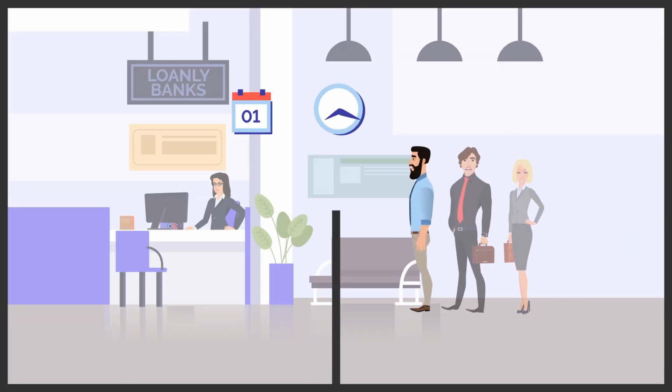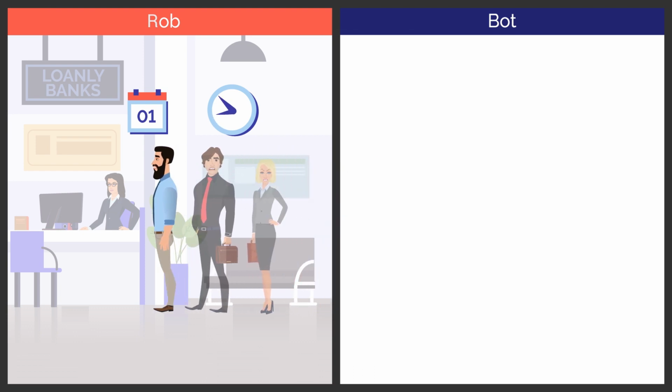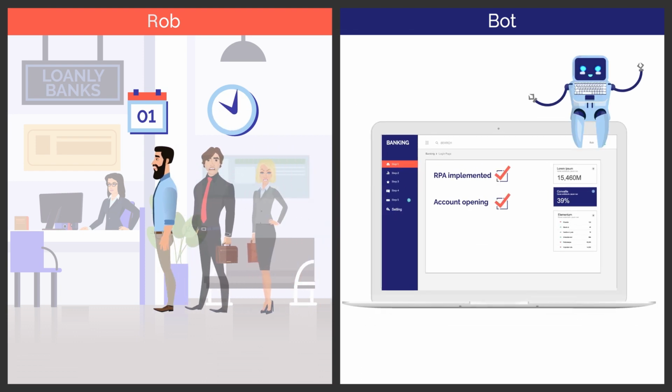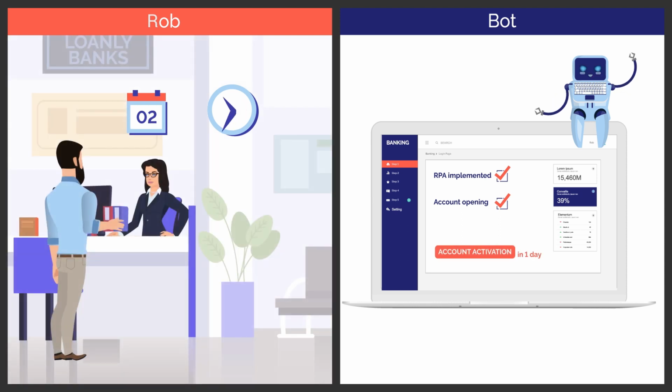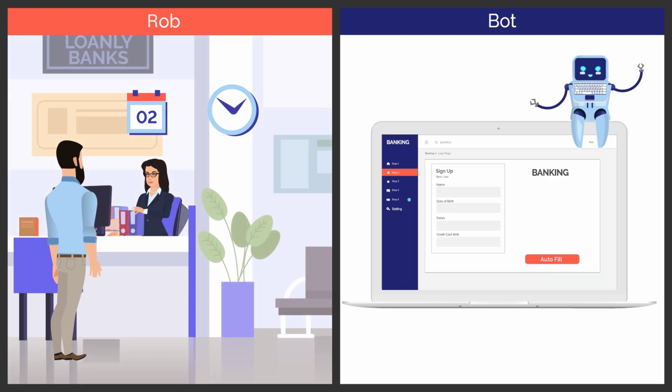This is Rob, and he wants to open a bank account in the Lonely Banks. Meanwhile, Bot is a computer where RPA is implemented. Rob wants a loan approval from the Lonely Bank for a house loan. While he submits all the documents for the loan approval and to process it, Bot gets the information from the stored data and approves the loan immediately.